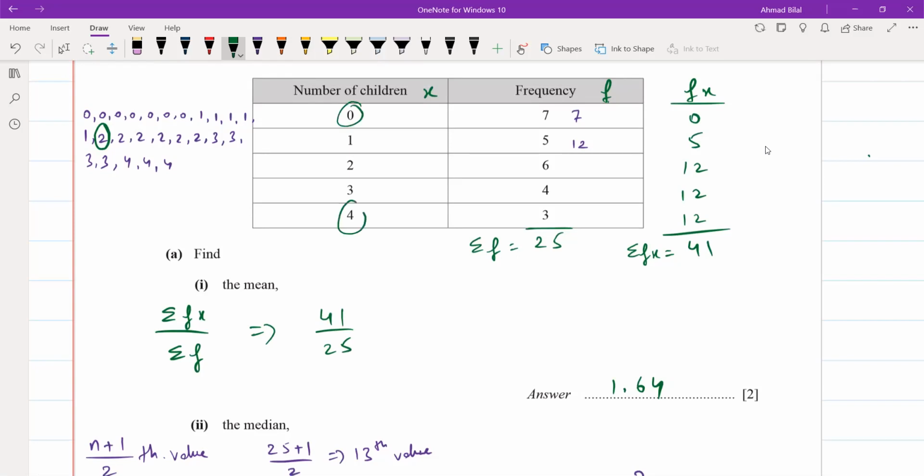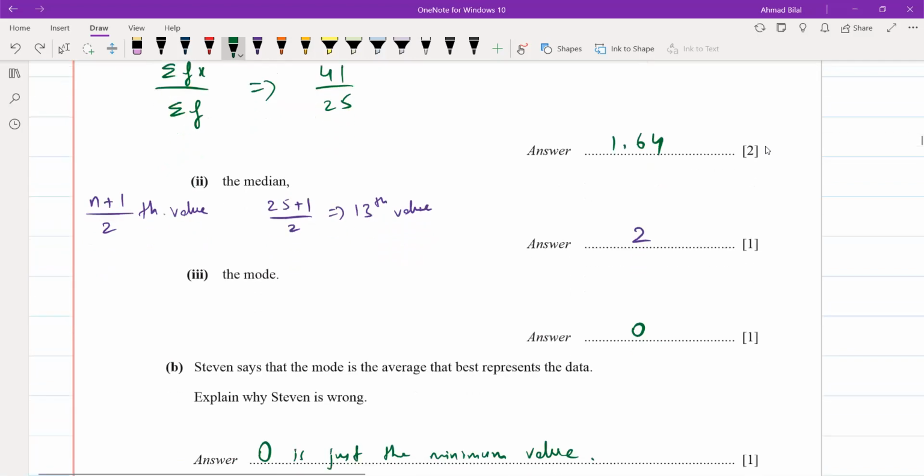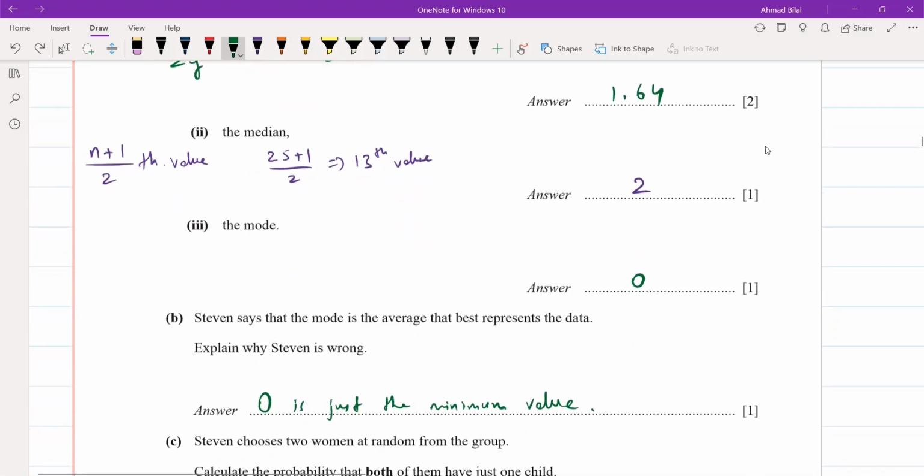Highest या lowest value generally हमारी mean, median, mod नहीं आनी चाहिए. So mod is not really representing your data. It's not really representing the average. Why? Why not? Because you say 0 is the minimum value, right? You can say it's not a central value in the data.